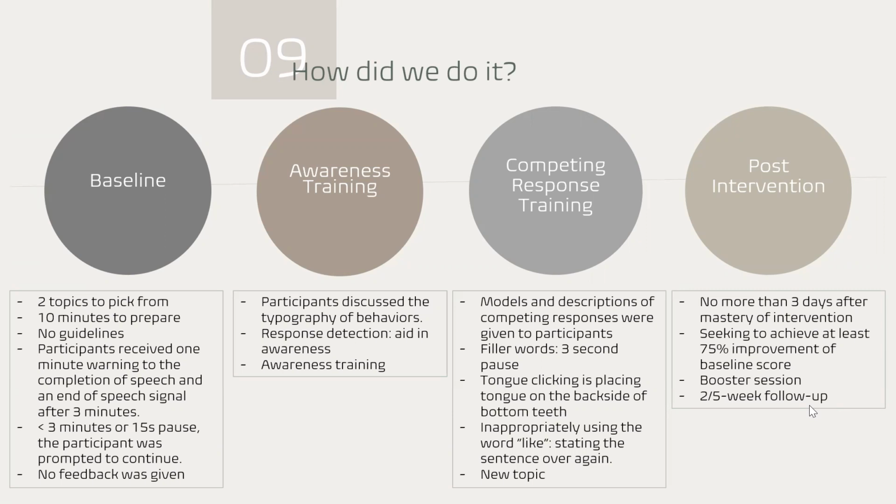After that came competing response training. For this, before their speeches, participants modeled and were given descriptions of the competing responses for filler words such as ah or or, which was a 3-second pause, for tongue clicking, which was placing their tongue on the backside of their bottom teeth, and for using the word like inappropriately, it was restarting their sentence and not using the word like again. 2 new topics were randomly presented to the participant for this stage in the study, and they were able to choose one to give another 3-minute speech on.